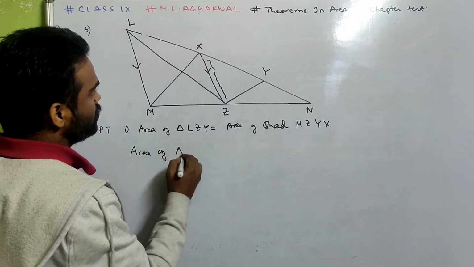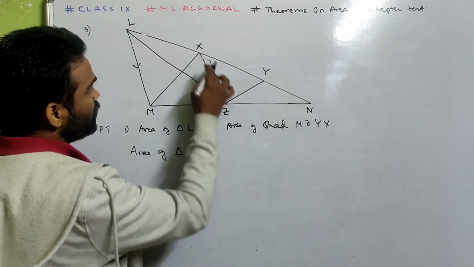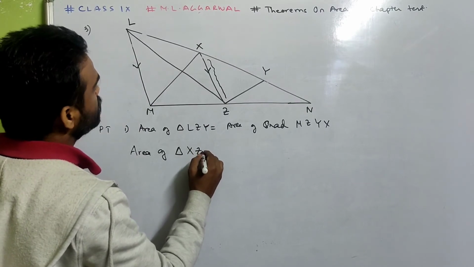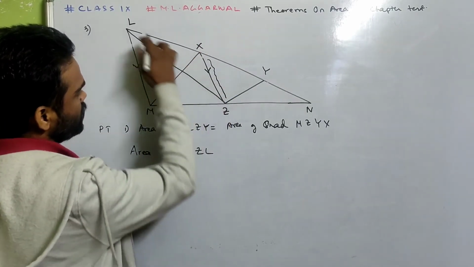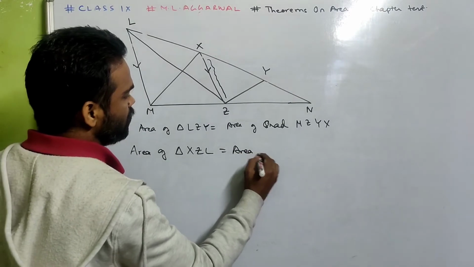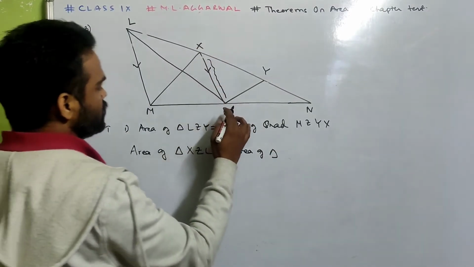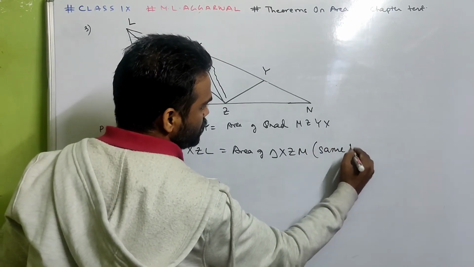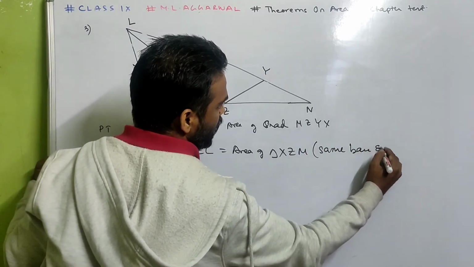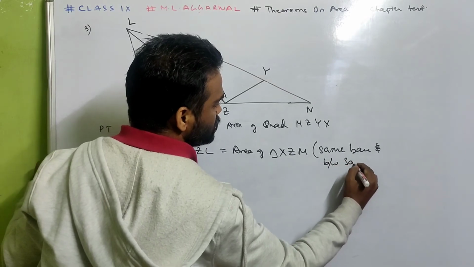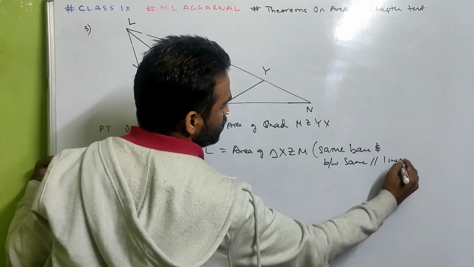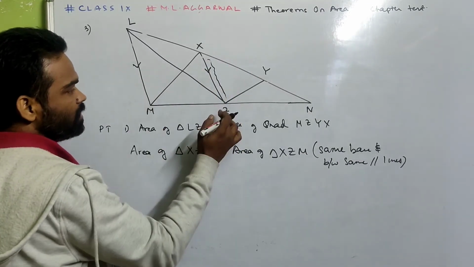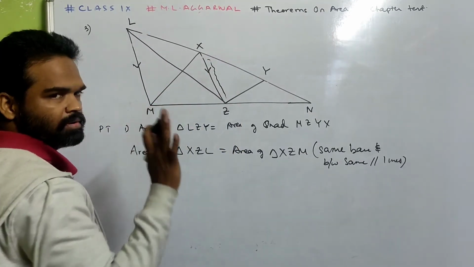Area of triangle XZL is equal to area of triangle XZM, same base and between the same parallel lines. Done. Same base and between the same parallel lines, XZ and LM.